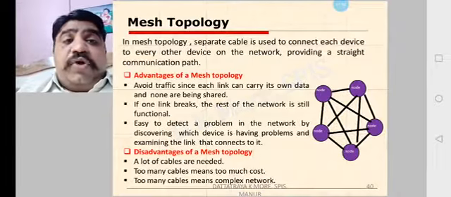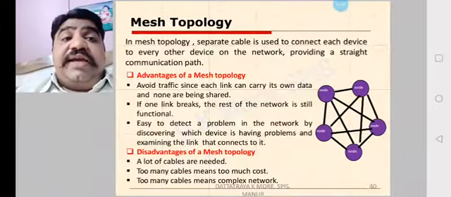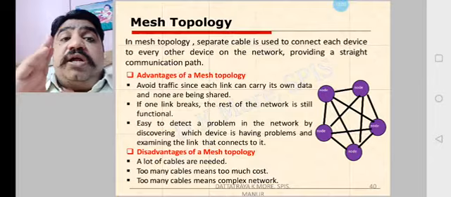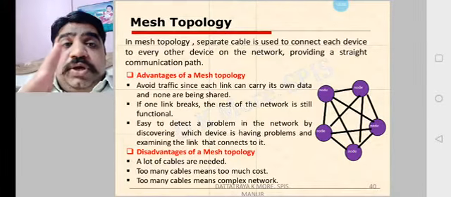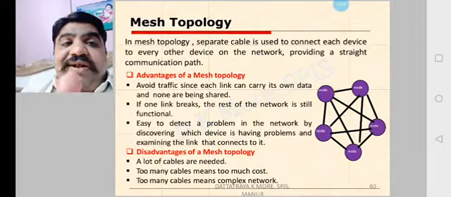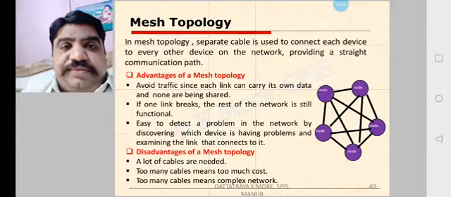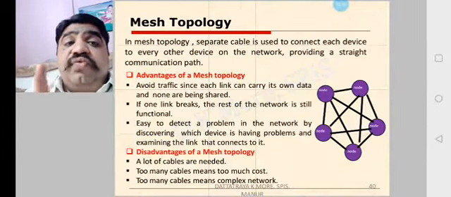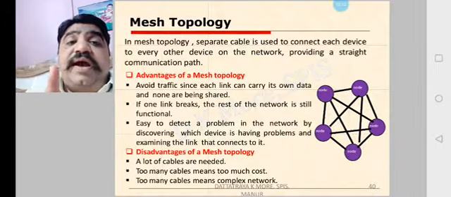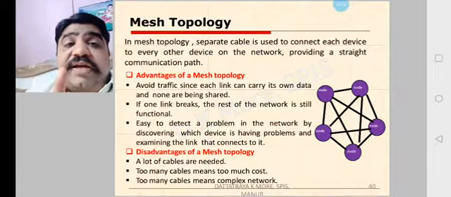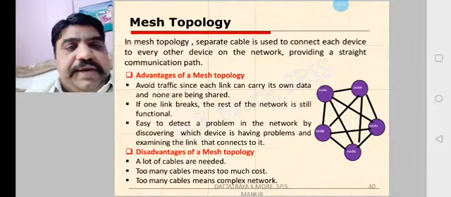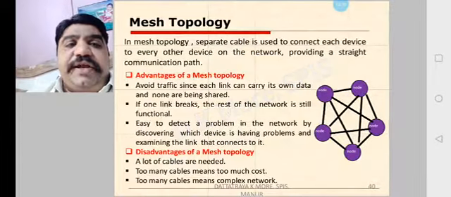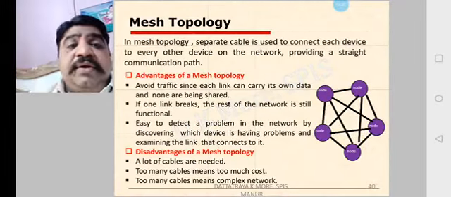Advantages of mesh topology: it avoids traffic since each link can carry its own data and none are shared. If one link breaks, the rest of the network is still functional. It is easy to detect a problem in the network by discovering which device is having problems and examining the link that connects to it. Disadvantages: a lot of cables are needed because we have to form a mesh design.